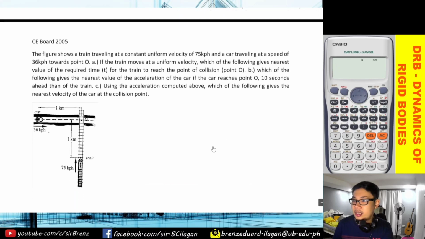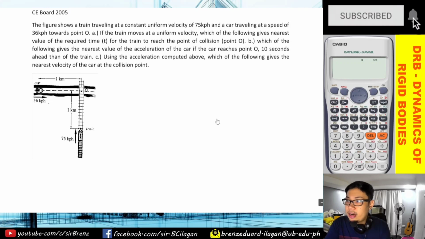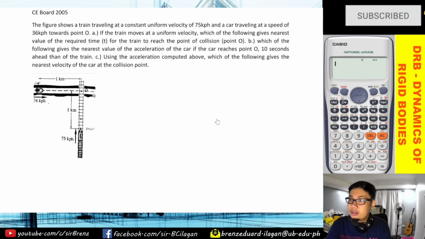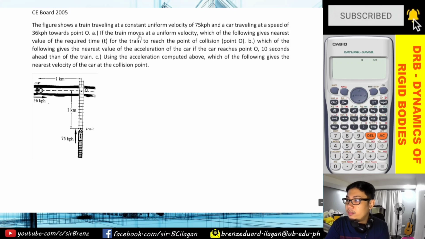So guys, this is a CE Board 2005. So basahin natin yung problem. The figure shows a train traveling at a constant uniform velocity of 75 kilometers per hour and a car traveling at a speed of 36 kilometers per hour, as shown in the figure, towards point O. If the train moves at a uniform velocity, which of the following gives the nearest value of the required time t for the train to reach the point of collision, point O?